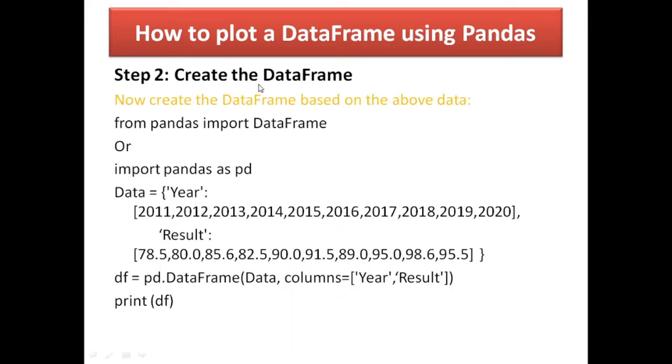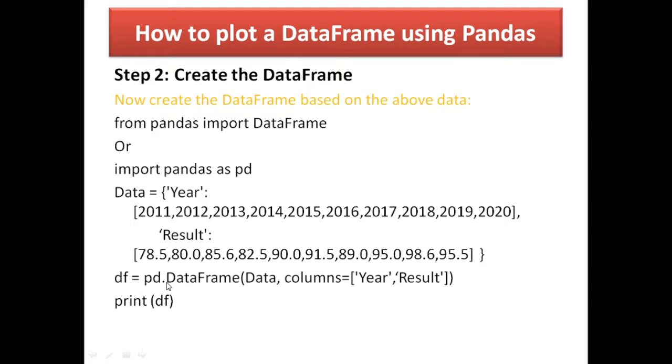Now, second step, create the data frame. Creation of the data frame can be done for the above data. Either you can write import pandas as pd, or from pandas import DataFrame. Both the commands will work. Now we will create a dictionary. Here data is equal to curly bracket, year. This is the key, and these are the list of years from 2011 to 2020. Then another key is result, and the various percentage results corresponding to these years.